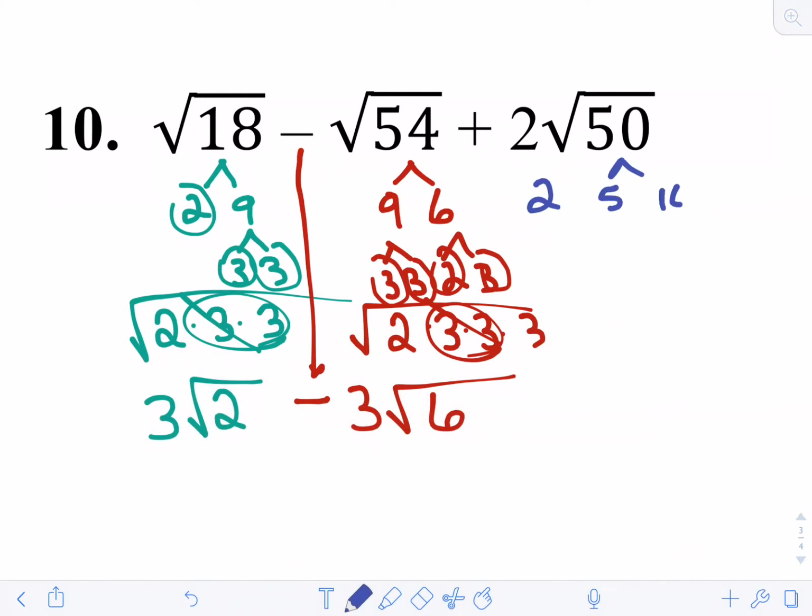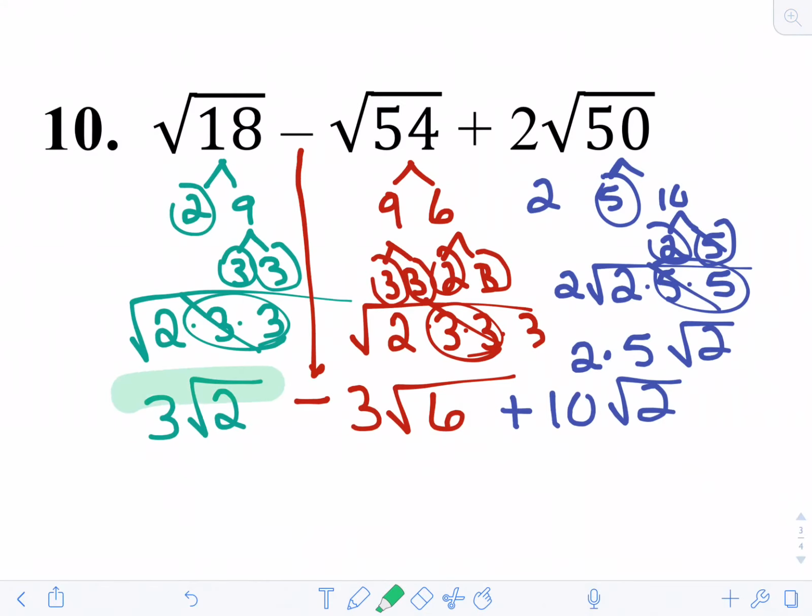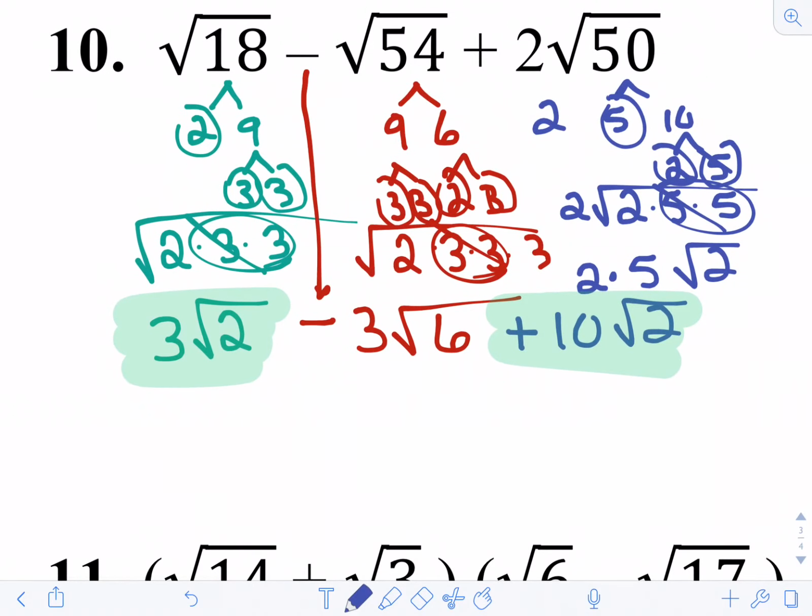50, I can do 5 and 10. That gives me 2 and 5. So you have 2 square roots of, I have 1, 2, and I have 2 5's. So I have a pair of 5's I can pull out. I have a square root of 2 left over. 2 times 5 is 10 square root of 2. So the only thing I can combine here is what has a square root of 2 in it. So 3 plus 10 will give me 13. So I will have 13 square roots of 2 minus 3 square roots of 6.